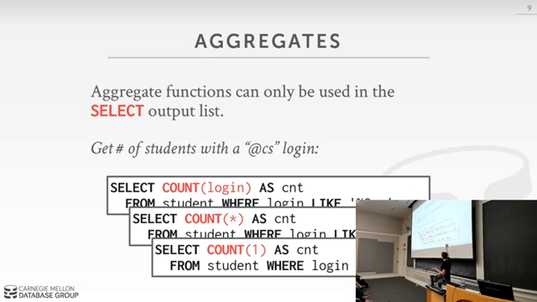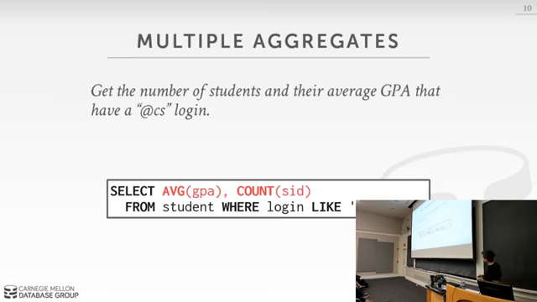This one's pretty simple. Most database systems will be smart enough to realize I don't need to copy around the login in here. I can just replace that with a 1. Right? Most systems will do that. But for more complicated things, it may not always work. We actually can combine multiple aggregates together in a single query.